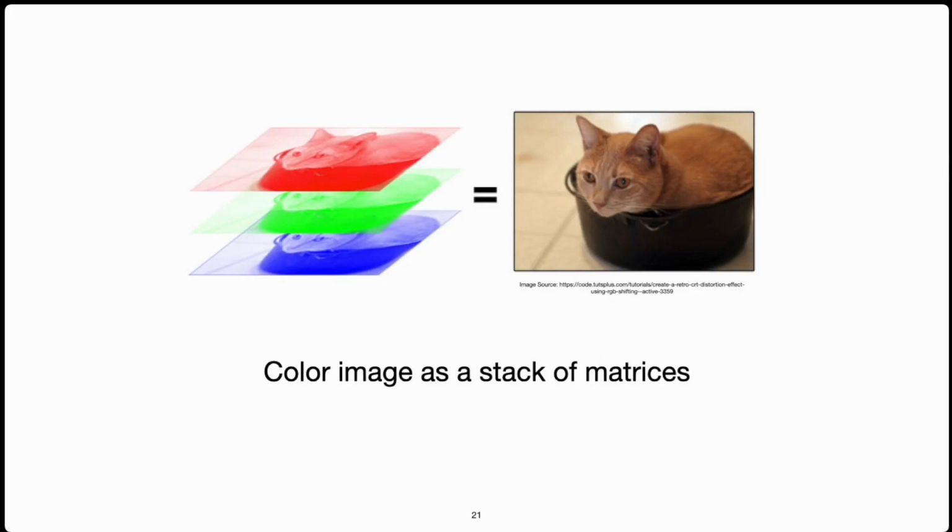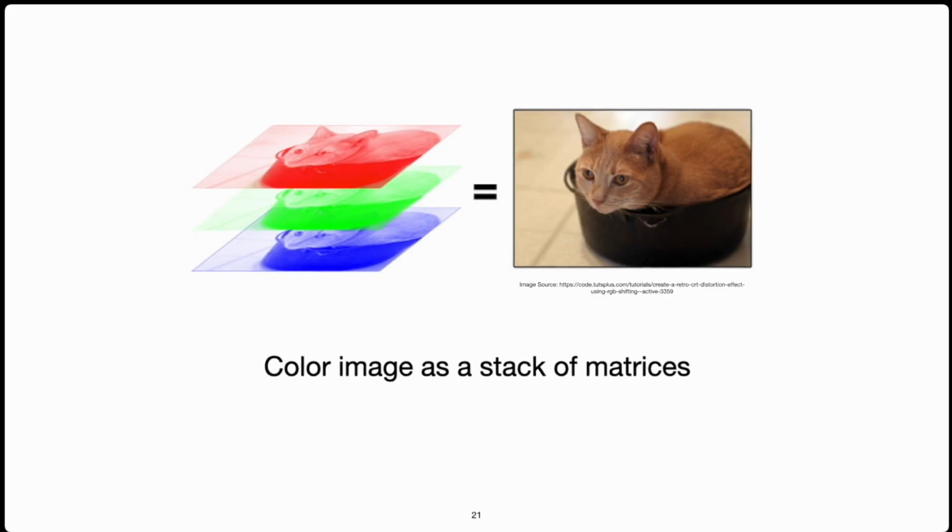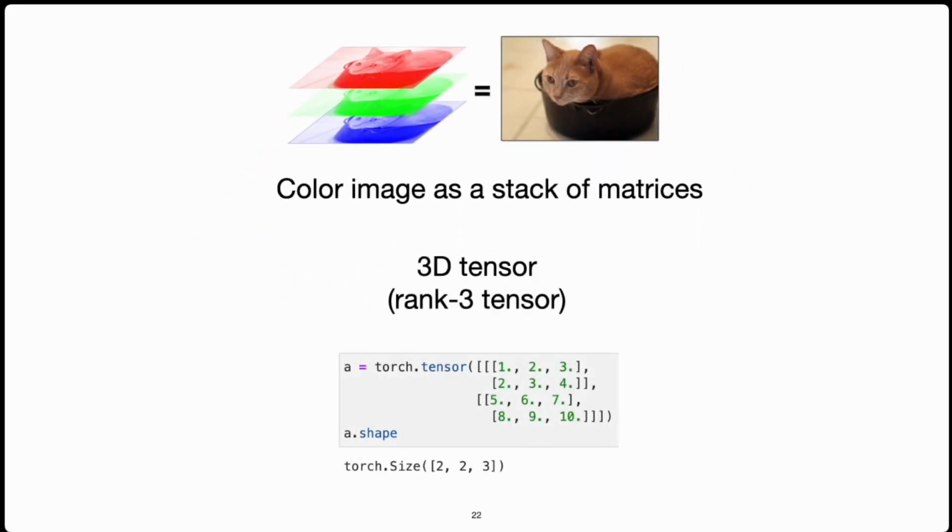We can continue playing this game if we think about, let's say, a color image. A color image really is a stack of multiple matrices here. So especially if we think about an RGB color image where we have three color channels, red, green, and blue. So this would be essentially a 3D tensor, a rank 3 tensor. As you can see, it's essentially a stack of multiple matrices. And at the bottom, I'm showing you how to stack two matrices together. So this would be a 2x2x3 tensor.